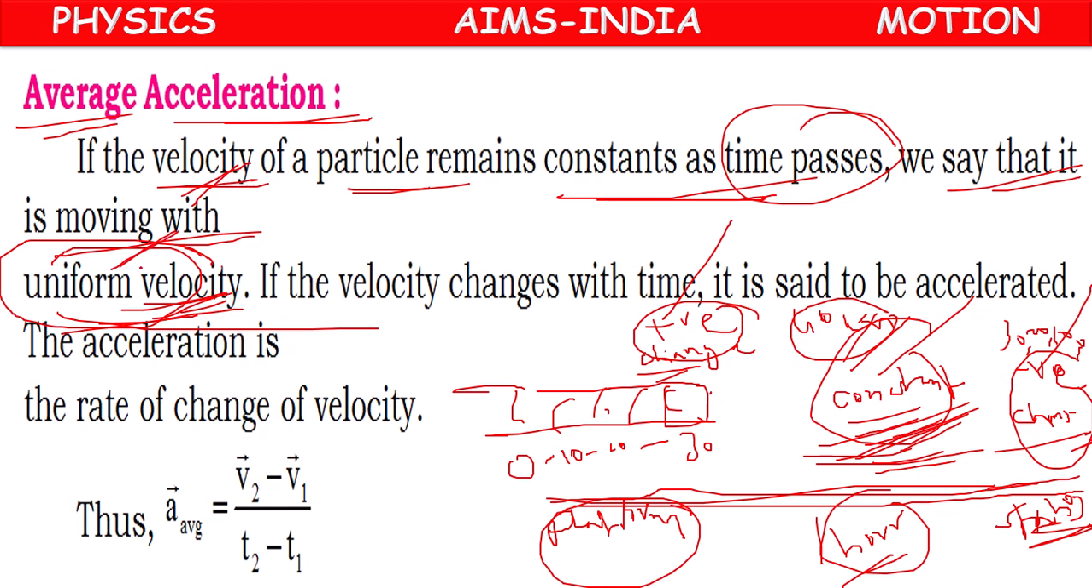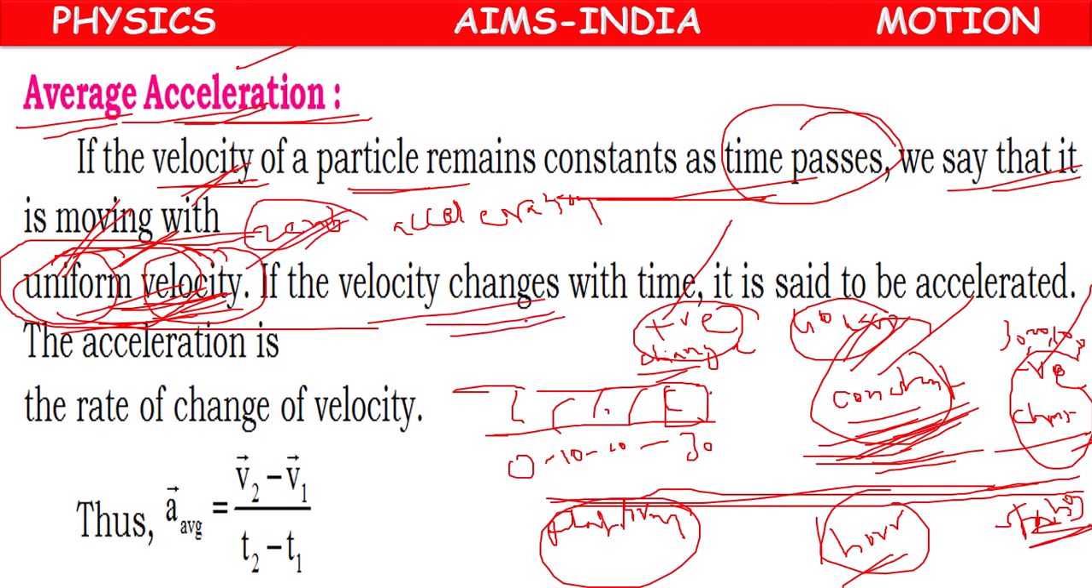Uniform velocity means change in velocity is 0, meaning 0 acceleration. So uniform velocity indirectly, what is the meaning, children? 0 acceleration. Why? The velocity is uniform, not changing. Acceleration means change in velocity, no change. So acceleration will be 0 in that case.